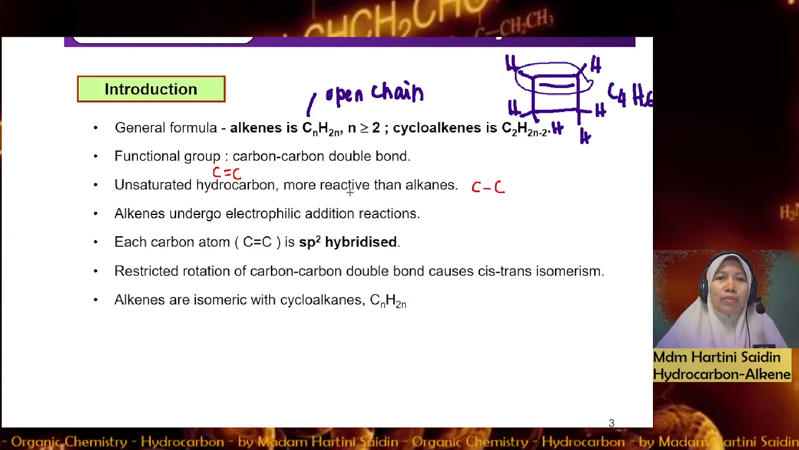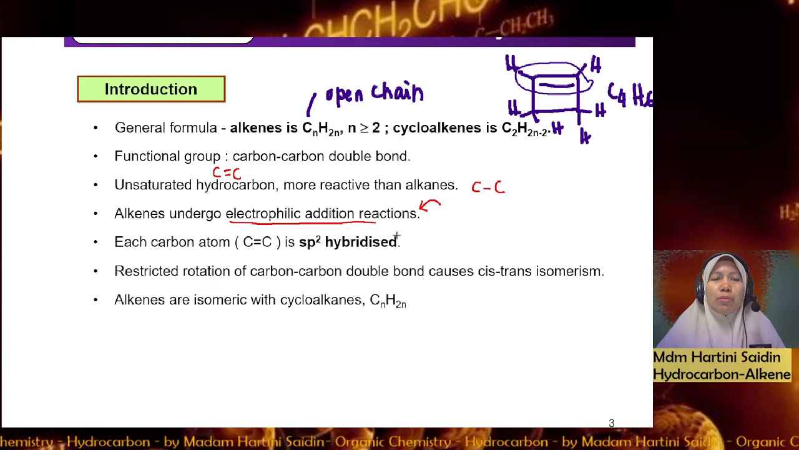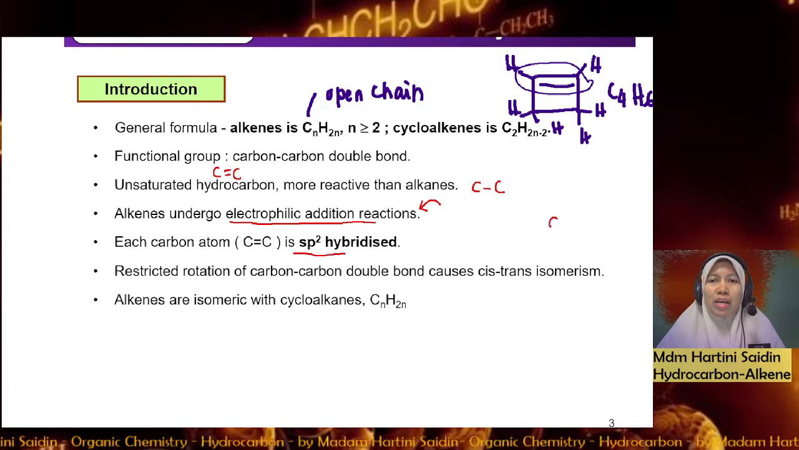So, because they are very reactive, alkenes will undergo electrophilic addition reactions. So this is the type of reaction in alkene. Kebanyakan tindak balasnya adalah electrophilic addition reactions. Okay, each carbon atom in carbon-carbon double bond is sp2 hybridized. Apa dia sp2 hybridized? Dia ada 3 sigma bond.